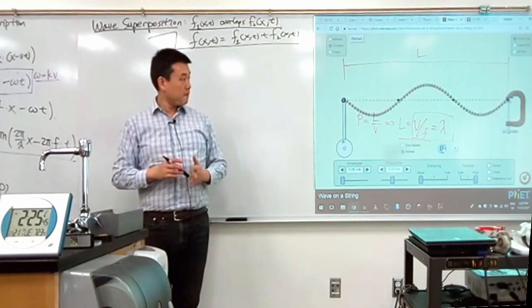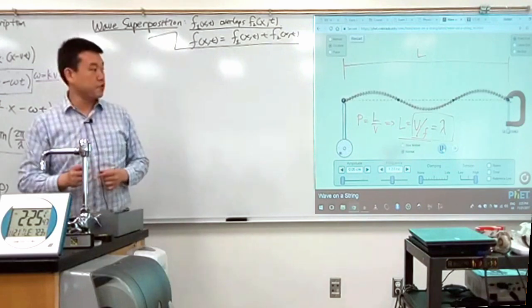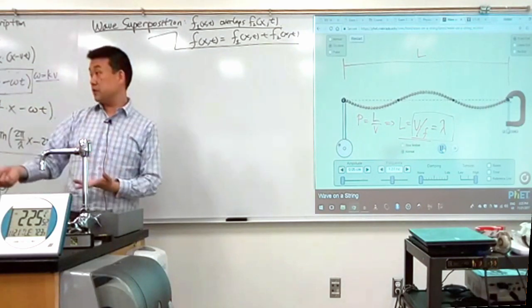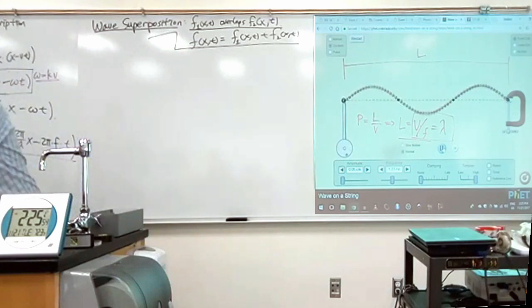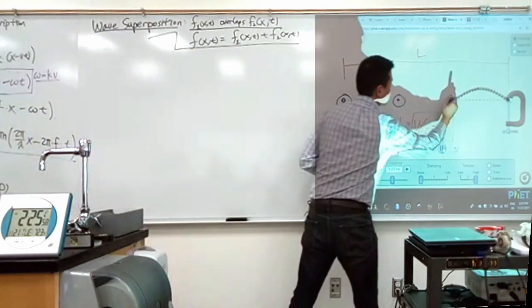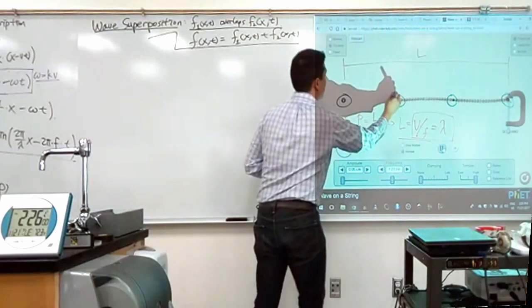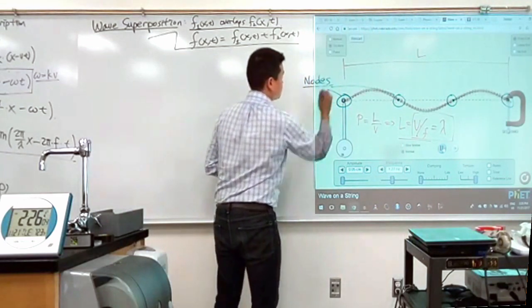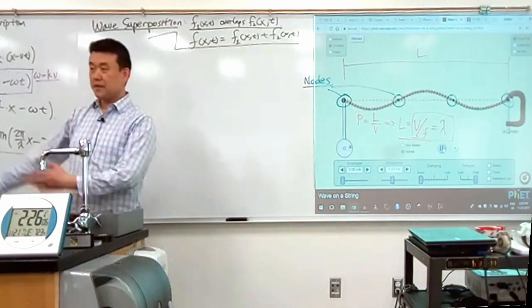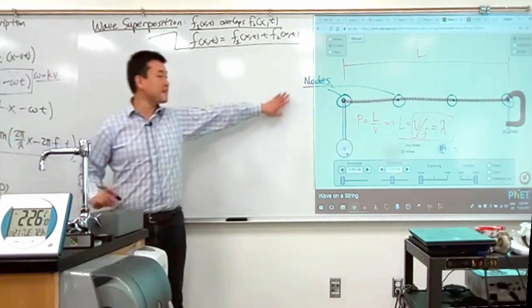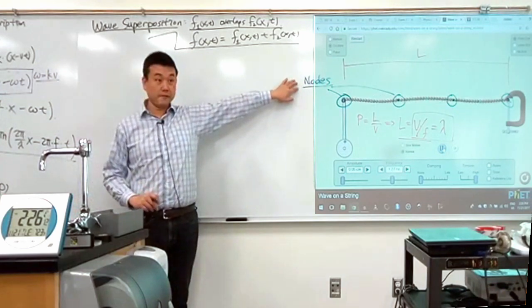Okay? So this is probably a good picture for me to use to introduce a couple of terms that we use to describe features in a standing wave. These points that I have marked here, we call them nodes. So these are called nodes. The definition of a node is that it's a point that doesn't move in a standing wave. Or this is the standing part of the standing wave.